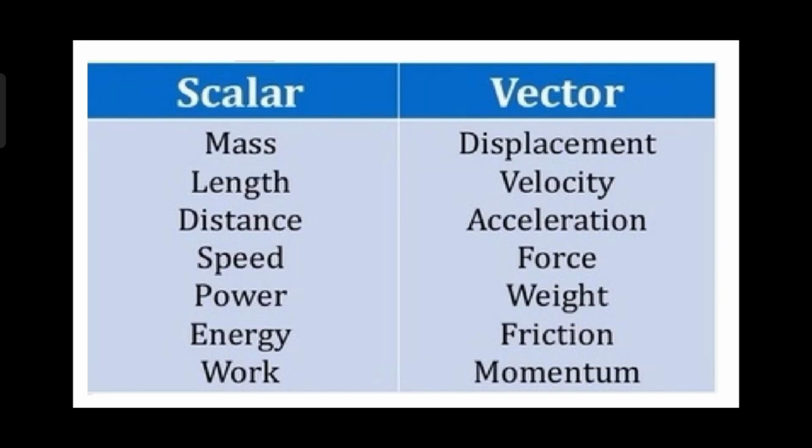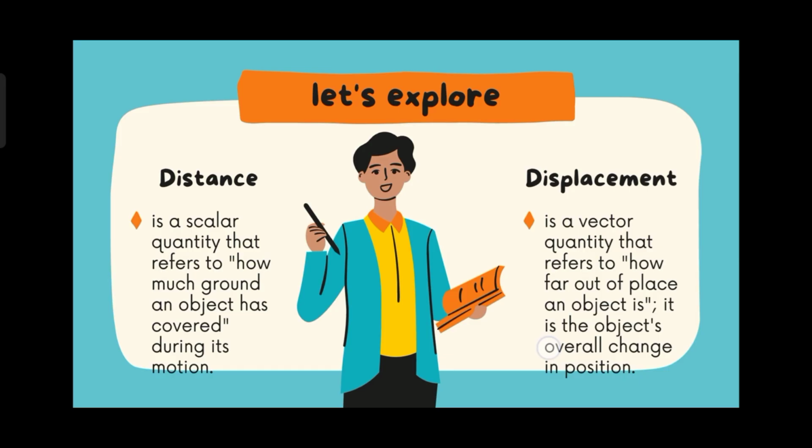In scalar, we have mass, length, distance, speed, power, energy, and work. In vector, we have displacement, velocity, acceleration, force, weight, friction, and momentum. Next is distance and displacement.